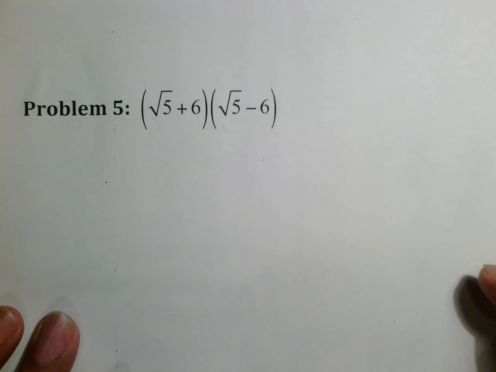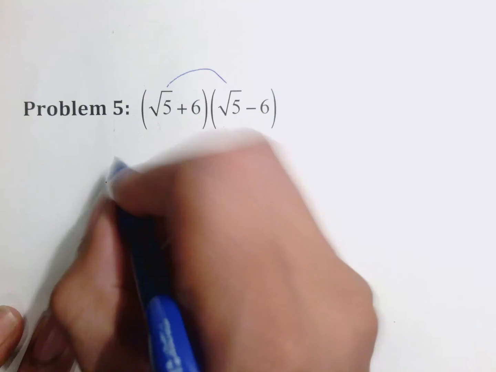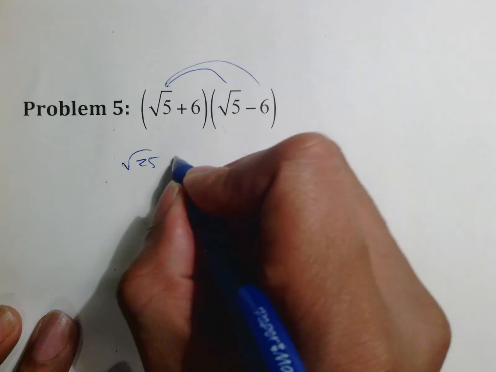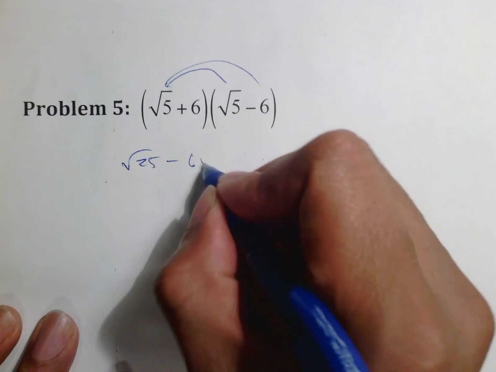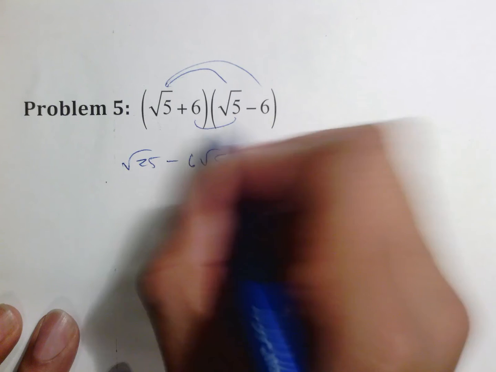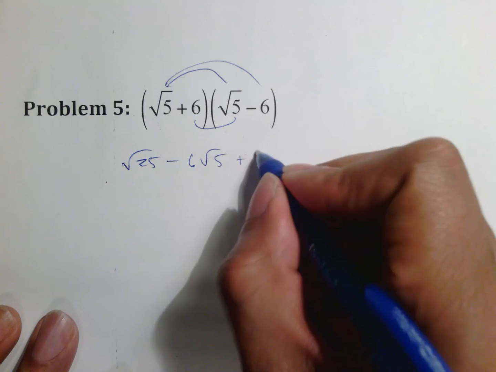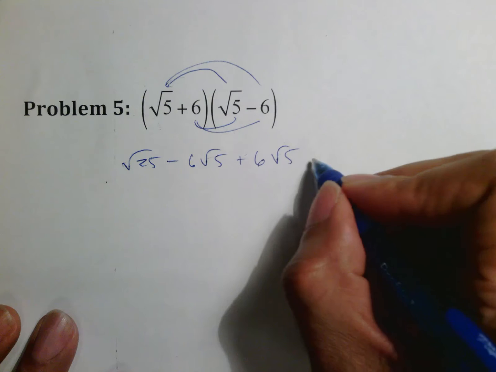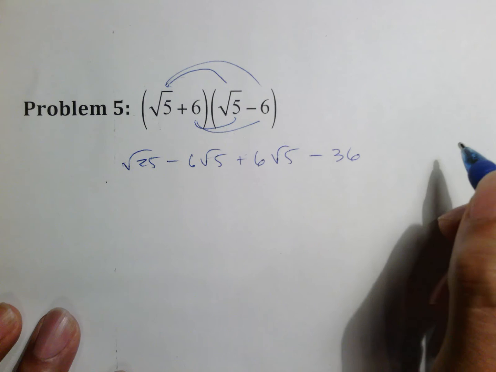Root 5 plus 6, root 5 minus 6. This times this makes square root of 25. This times this makes outside number is 6, inside number is 5. This times this makes positive outside number 6, inside number 5. This times this makes -36.